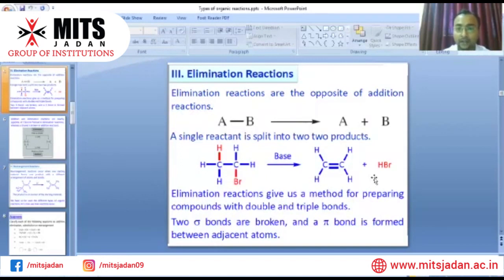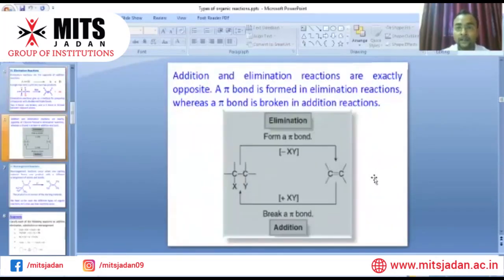Elimination reaction gives us a method for preparing compounds with double bonds and triple bonds, since two sigma bonds are broken and a pi bond is formed between the two adjacent atoms. So it is clear that addition and elimination reactions are exactly opposite. A pi bond is formed in elimination reactions, whereas a pi bond is broken in addition reactions. In this image, you can clearly see that a pi bond is formed, and from saturated compounds, we get the unsaturated product in case of elimination, but in reverse, in case of addition, we get saturated compounds from unsaturated reactants, and the pi bond is broken.